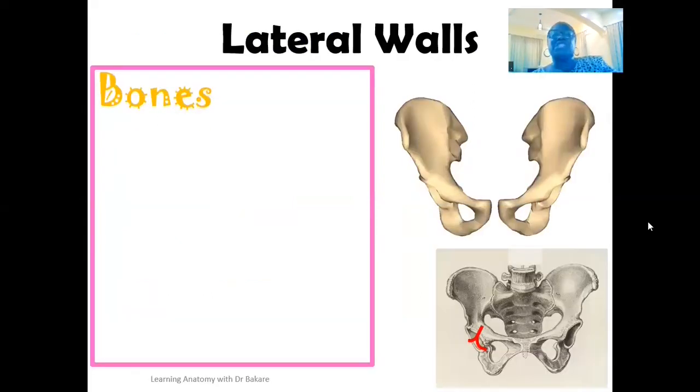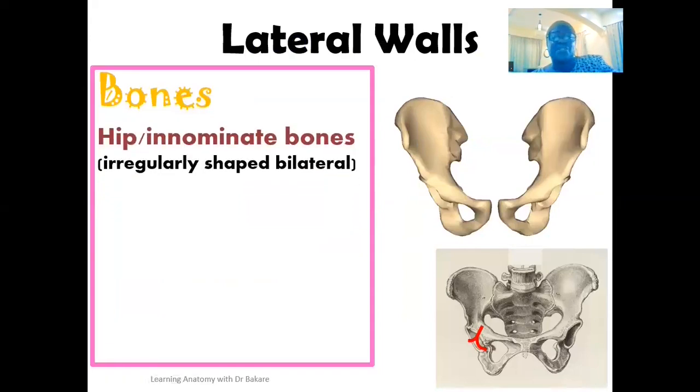First, establishing the bone around the lateral pelvic wall is the hip bone. This is also referred to as the innominate bone. These bones are irregularly shaped and they are bilateral, which means that we have one on this side and another on the other side. If you look at this image up here, we see that one of these is referred to as the hip bone and they are irregularly shaped. So you have one forming the lateral boundary or wall of the pelvic cavity on one side, and another also forming the lateral boundary or wall of the pelvic cavity on the other side. So this is how they are positioned.